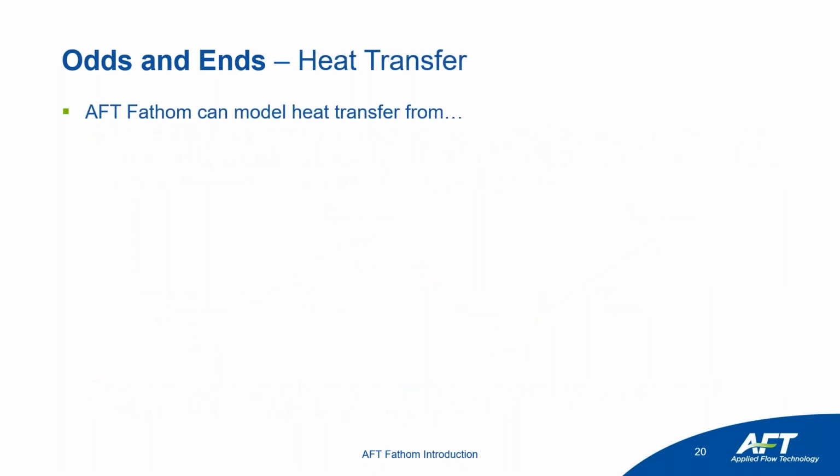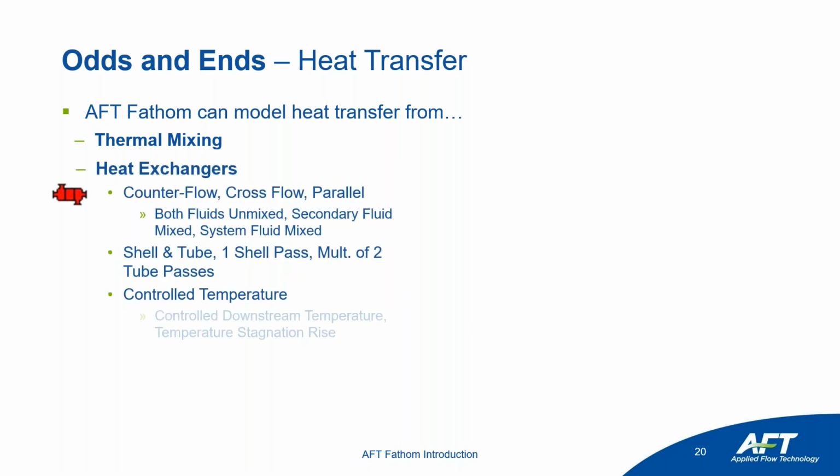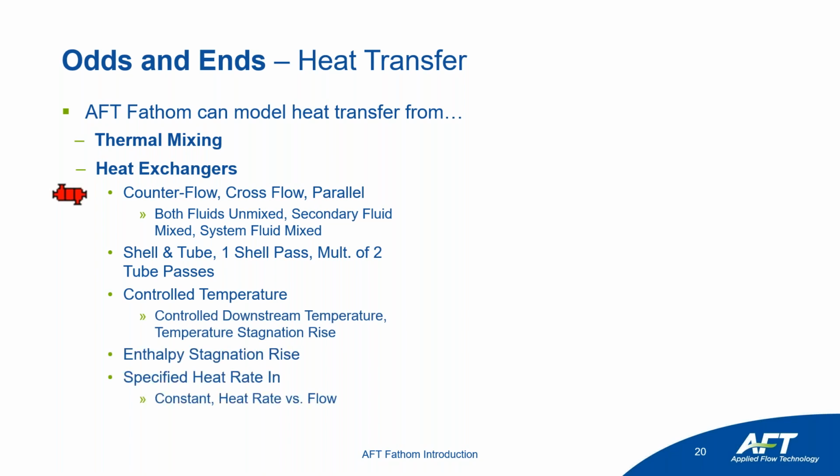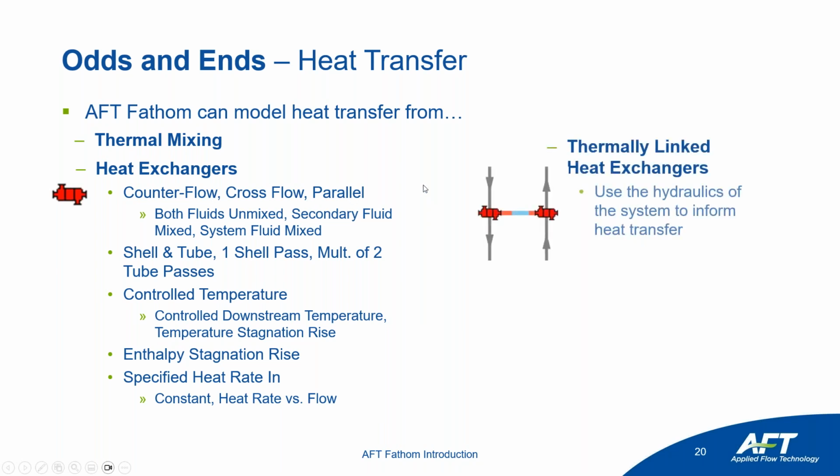The next odd and end we'll touch on is heat transfer, where we can model heat transfer from thermal mixing if you have streams of different temperatures that are coming together. We have quite a few different heat exchanger options where we won't go through each here, but some are more theoretical, maybe specifying a stagnation enthalpy rise or heat rate in, or fixing the temperature and letting the heat rate float, or modeling the actual heat exchanger conditions like counterflow, crossflow, parallel heat exchangers.